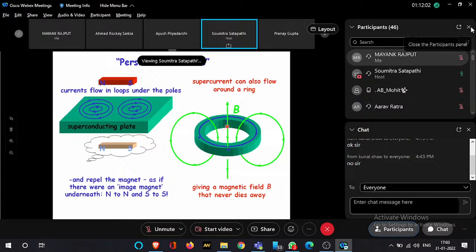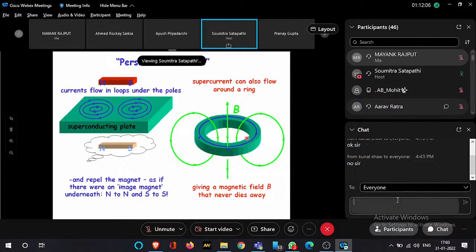Supercurrent can flow also around the ring, giving a magnetic field B that never dies away. And it will repel the magnet as if there was an image magnet underneath. So if I have a superconducting plate here, and if you put a magnet on the top, this superconductor will behave in such a way that it will exert a force on this magnet, and the magnet will move up, just like there is a magnet below. So there is repulsion between the same poles. It will behave that way.